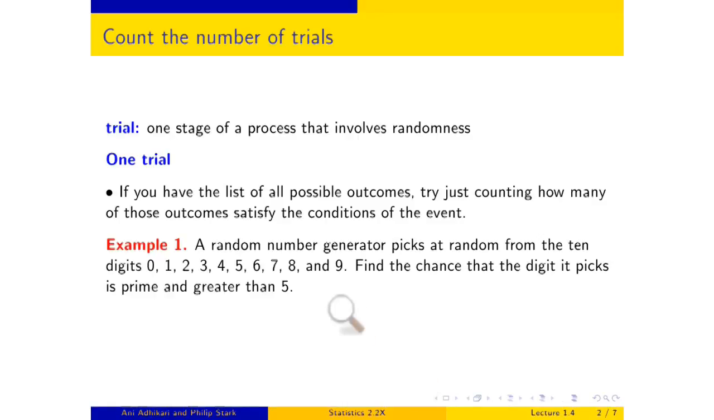You've got a random number generator. Most of your computers have one, sometimes phones have one. I know certainly there are many apps for this. A random number generator, what it's doing inherently is picking at random from the 10 digits 0 through 9. Each of them has the same chance, 1 in 10, of being picked. So the question being asked is, find the chance that the digit that it picks, it's picking 1 digit, so it's running once, 1 trial, is prime and greater than 5.